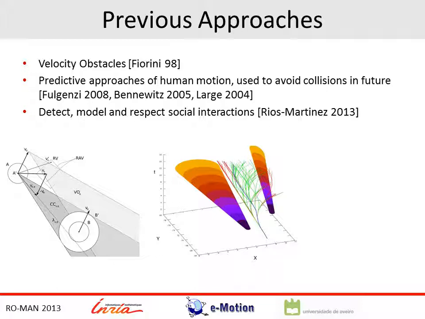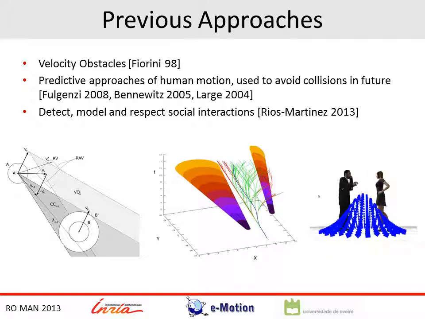And also, more recently, we have a work where the social interactions are detected and also modeled, as you can see here, so that they can be respected. So in this case, with two persons talking to each other, it wouldn't be polite for the robot to pass in between them.